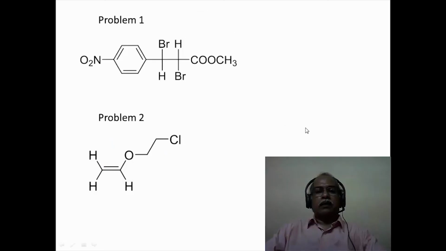So what we have seen in these two problems, one is a molecule which has a very rich set of functional groups present in the system. The functional groups are nitro and the unsaturated ester and the two bromine atoms in this particular system. The second molecule is an aliphatic system, while the first is an aromatic molecule. So we had one example of an aromatic system and one example of an aliphatic system.